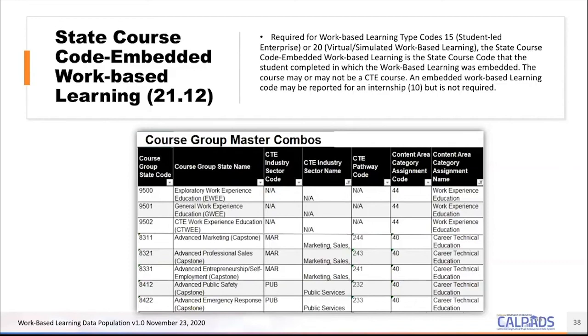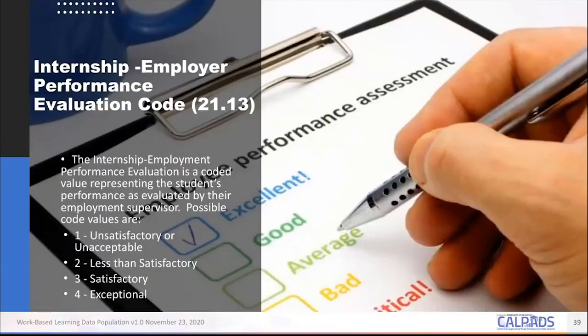So if you looked at the course group master combos tab of the valid code combinations document, and under content area category assignment name, if you filtered by work experience education, you will see all the valid course group state course codes that you can possibly use. So this is great and can help you when you're mapping these state course codes for the state course code embedded work-based learning.